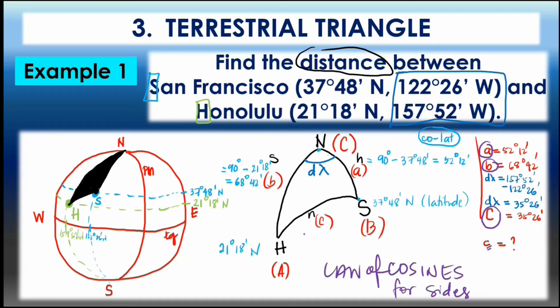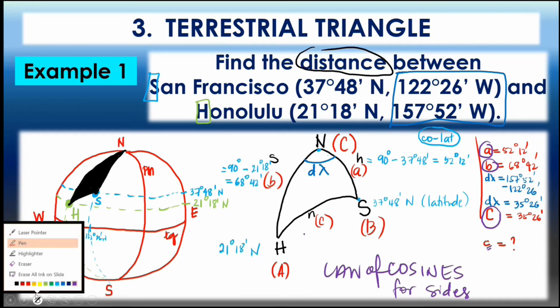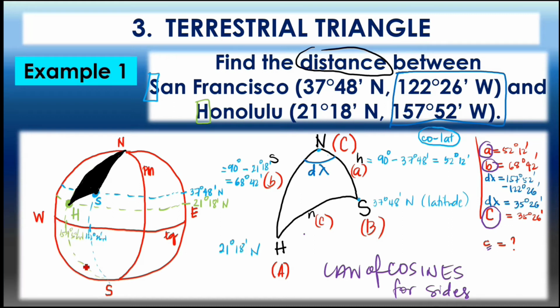So what if, for example, you will be asked what is the bearing of San Francisco from Honolulu? If you will be asked of the bearing of San Francisco from Honolulu, the from is on H. So it means that we're going to have the bearing on H. So the bearing is actually here. Okay, so this is the bearing. If you would like to answer this additional question, we can use again the law of cosines.